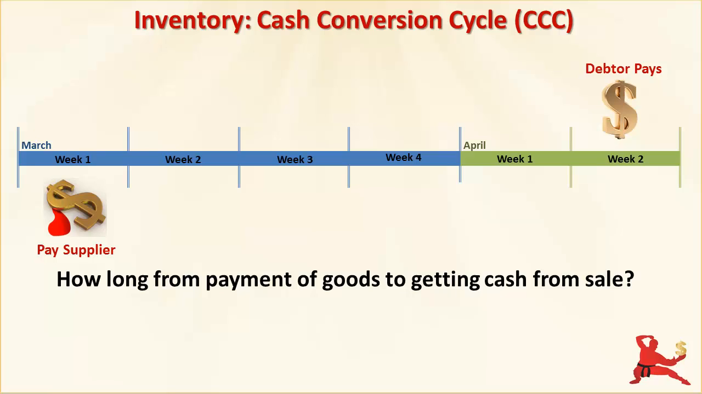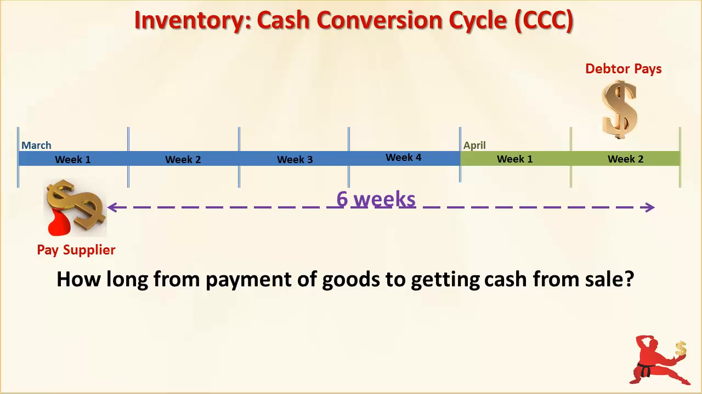So that's a 6-week cash conversion cycle or working capital cycle. You have money tied up in working capital from the first week of March to the second week of April, first in stock, then in debtors. If your debtor is late in paying you, that stretches out the cash conversion cycle even further. If your supplier is prepared to extend you longer credit terms, that helps shorten the cash conversion cycle.